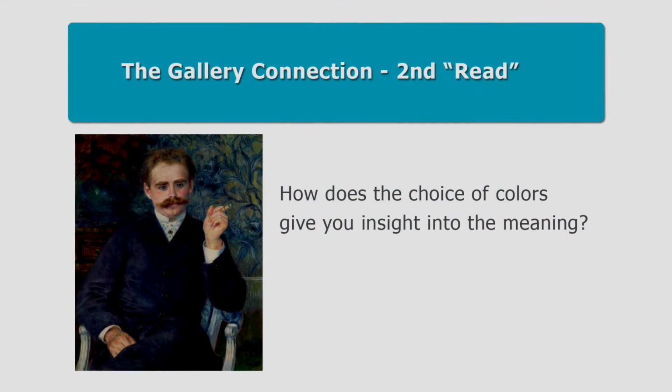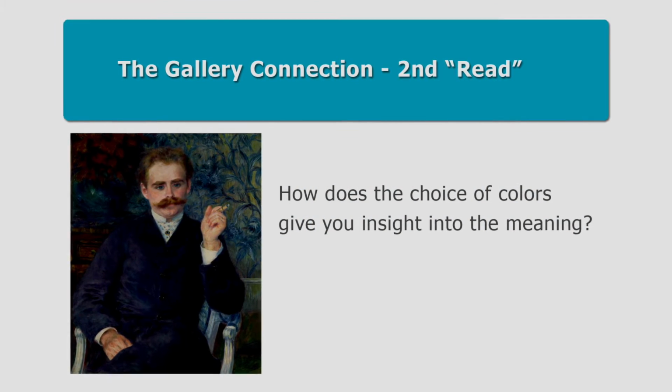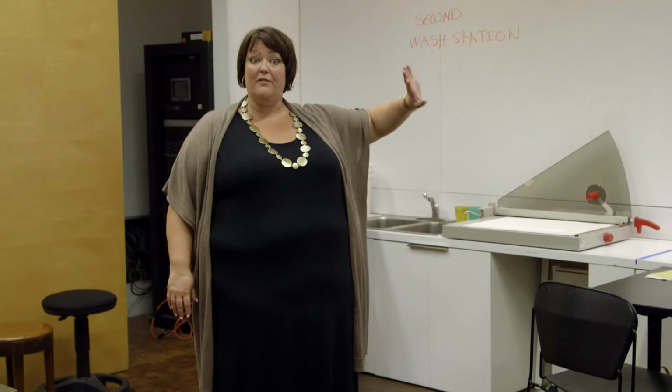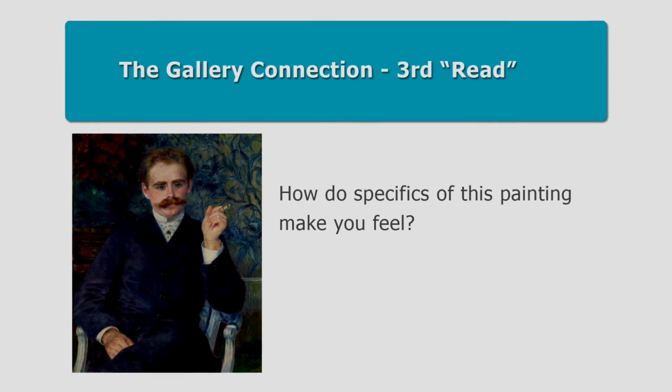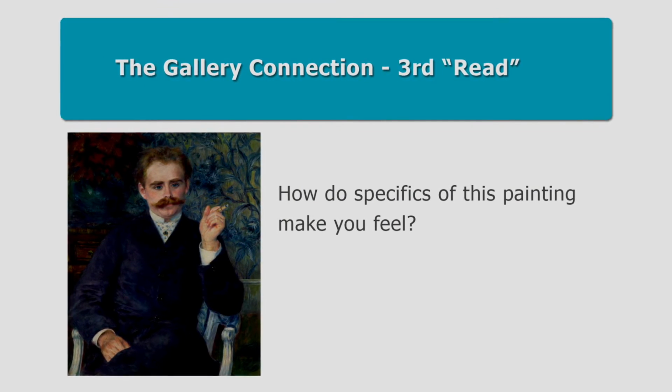Second read questions. How does the choice of colors give you insight into the meaning? We're getting into the mechanics of the piece. Brush strokes, color choices. And then lastly, in our third read, how do specifics of this painting make you feel? When you're asking specialized questions that don't follow a pattern, trying to be highly creative, your kids then can't take those questions and apply it to other areas. But when you give them a flow of questioning, now when they're faced alone without you there, they have a system in their head that keeps them independent for analysis.